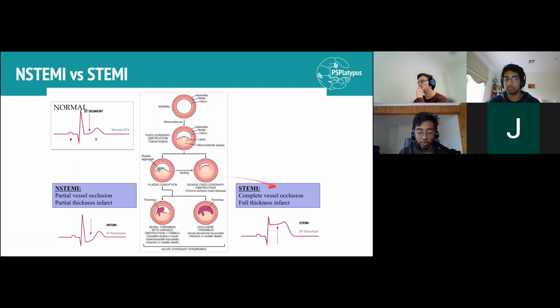The difference between these two lies with the actual pathophysiology of what happens. In an NSTEMI, there's only partial vessel occlusion, so only partial infarct, while in a STEMI, there's full vessel occlusion, and the whole thickness of the myocardium gets infarcted, while in NSTEMI, only part of the myocardium is damaged.